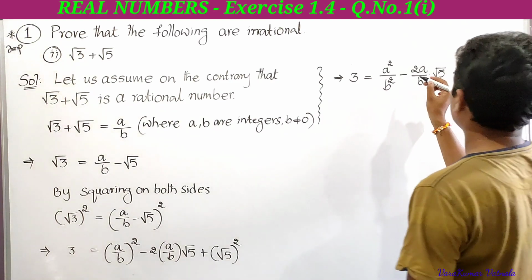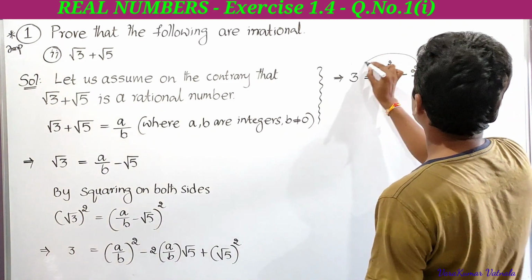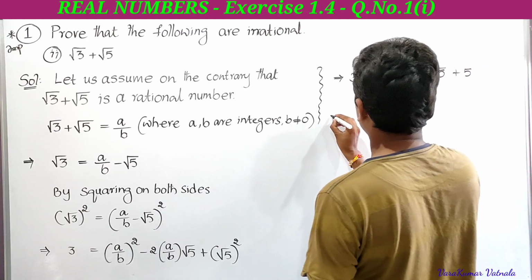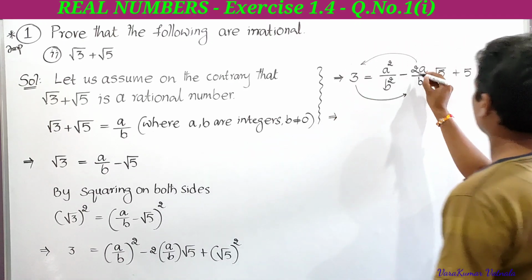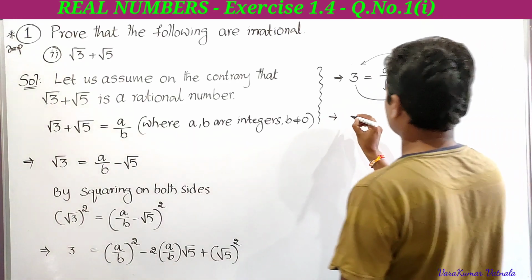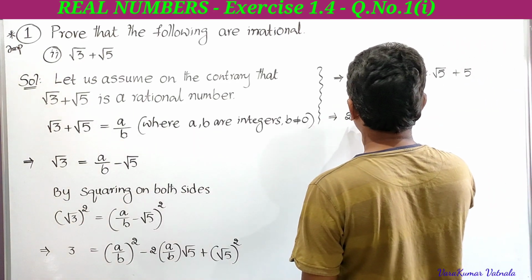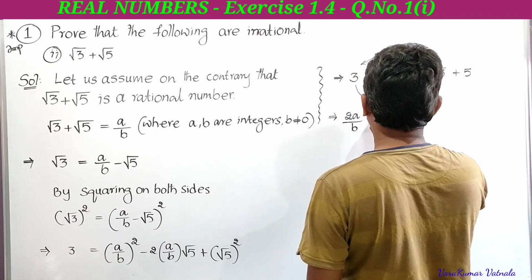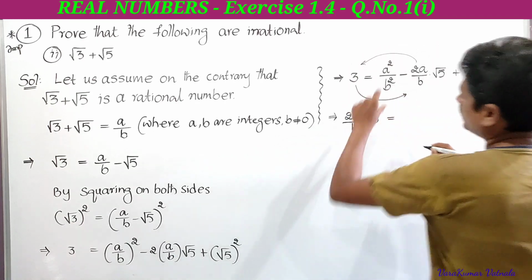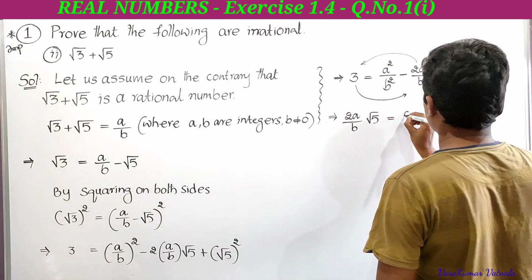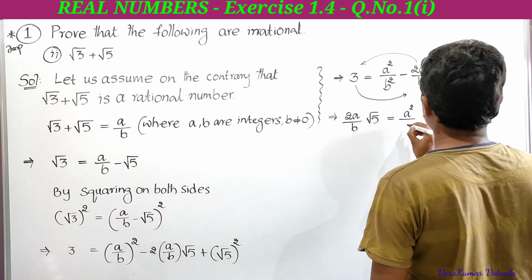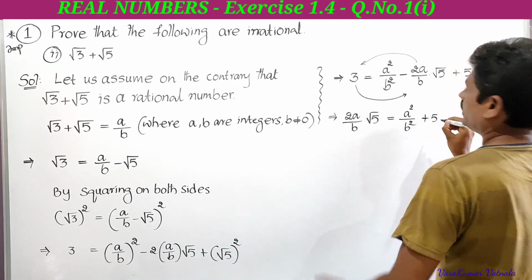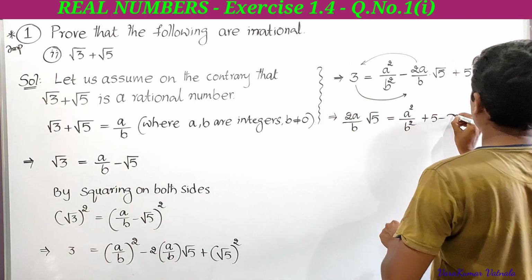Now I am taking this term to the left side and 3 to the right side. So minus 2a by b into root 5 becomes plus 2a by b into root 5, is equal to a square by b square as usual, plus 5, and this plus 3 becomes minus 3.